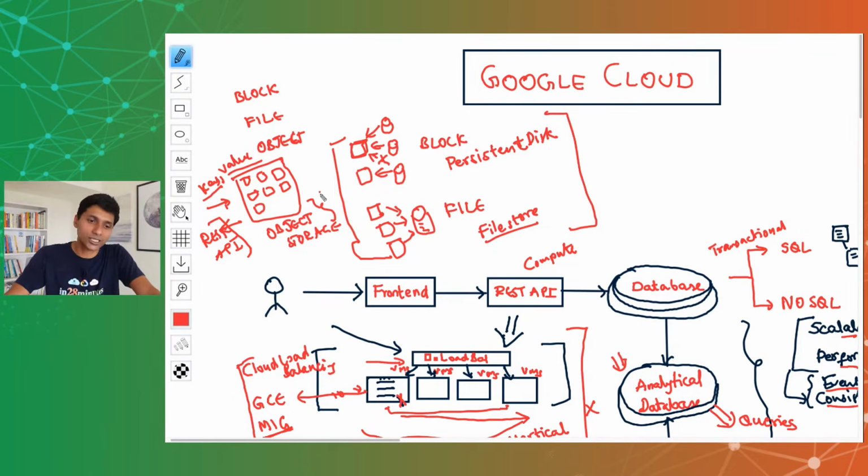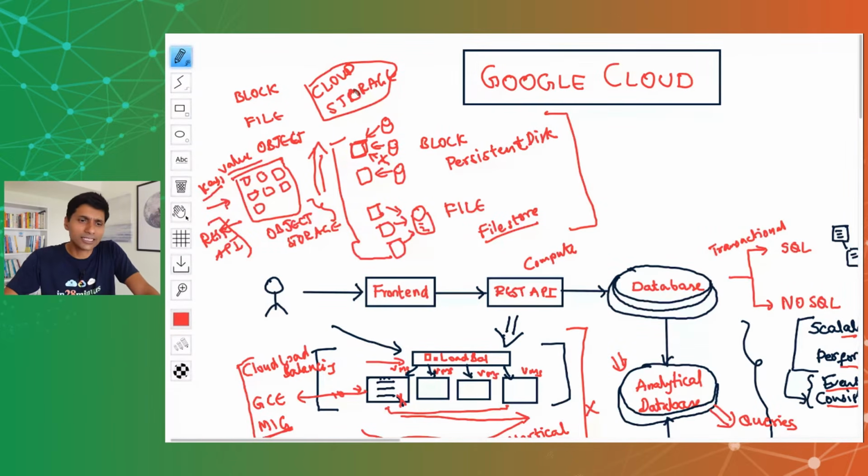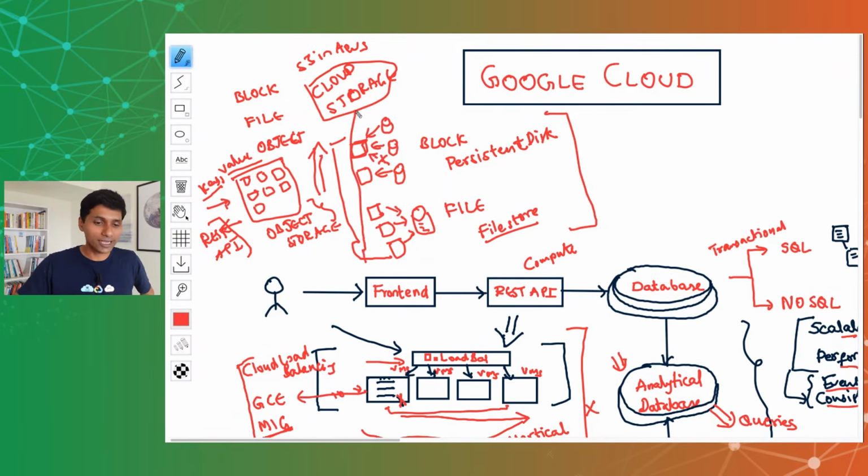And the amazing thing about the object storage service in Google Cloud, actually, this is something which is common to all object storage services. The object storage service in Google Cloud is called Cloud Storage. So Google Cloud Storage, or just Cloud Storage, is very, very similar to S3 in AWS and Blob Storage in Azure. And Cloud Storage actually can be used to host static websites as well.